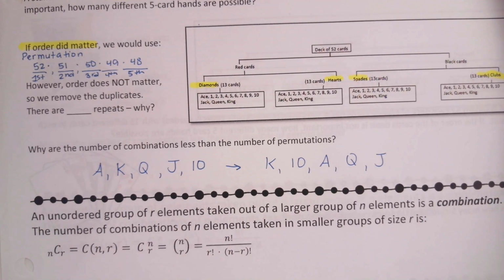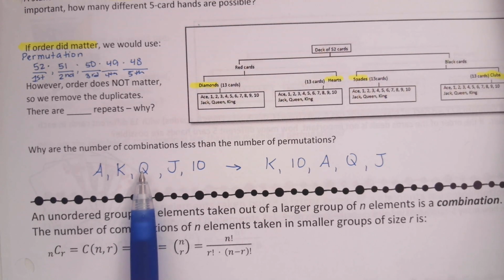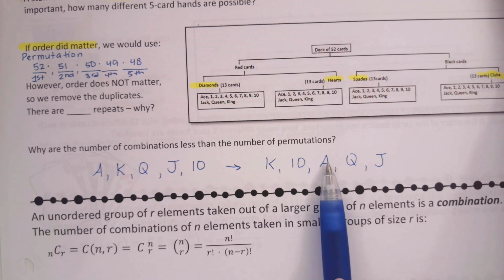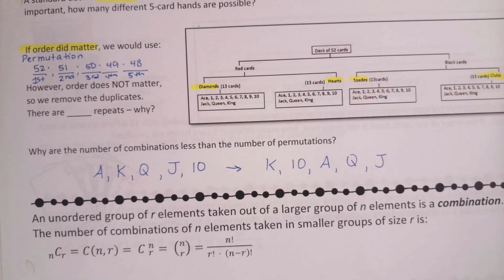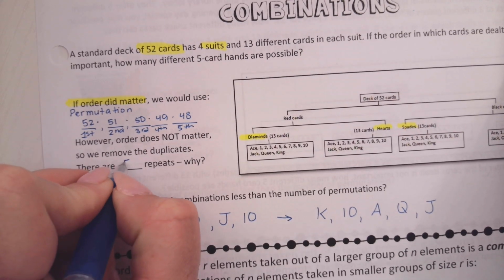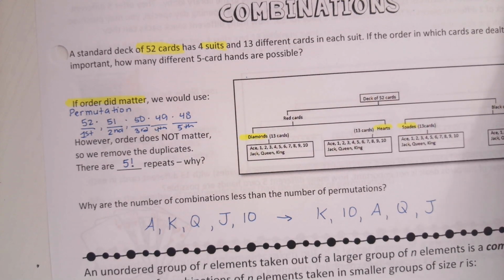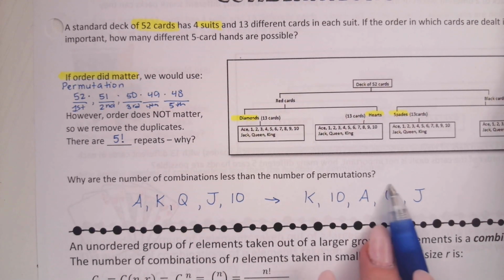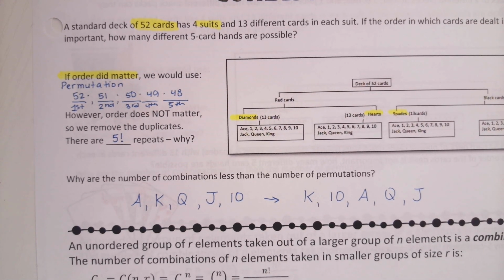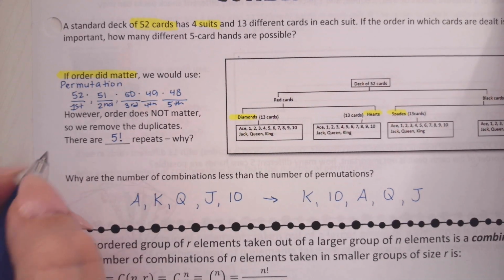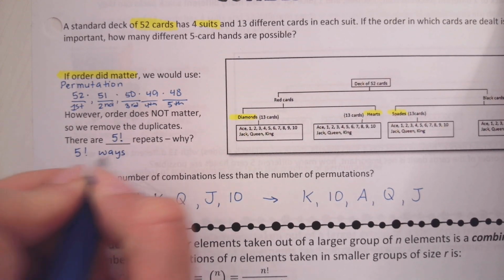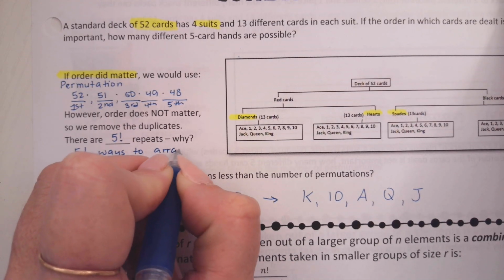But a permutation counts these as different. A permutation says, no, this is a different order. So we chose a different card first, we chose a different card second, we chose a different card third. So a permutation counts these as separate when they're not really separate. So a combination takes out the repeats, and there's actually 5 factorial repeats, because there's 5 factorial different ways to arrange these 5 cards. You can put 5 different cards in the first spot in your hand, and then you could put 4 different cards, and then 3 different cards, and 2 different cards, and then 1 card. There are 5 factorial ways to arrange the 5 cards.